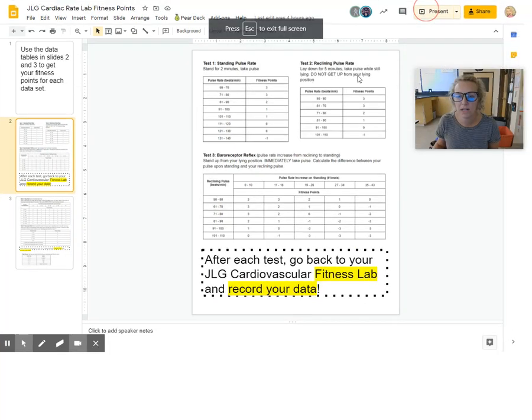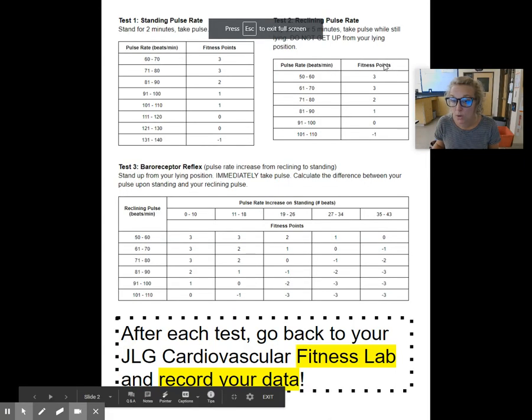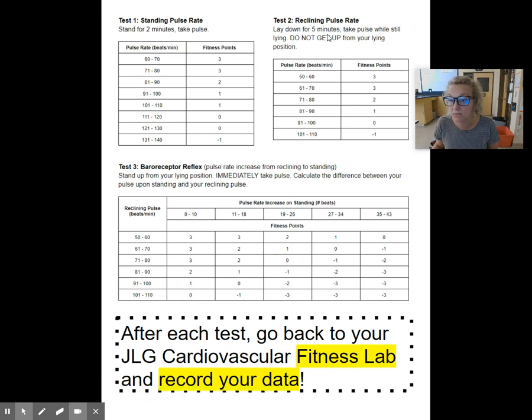The next one is reclining pulse. So for this one, you're going to lay down for 5 minutes. Now you're not laying down and doing other things. You're just laying down. Do not get up. Time yourself laying down. Take your pulse laying down. Determine your fitness points. Copy it down into your data table.